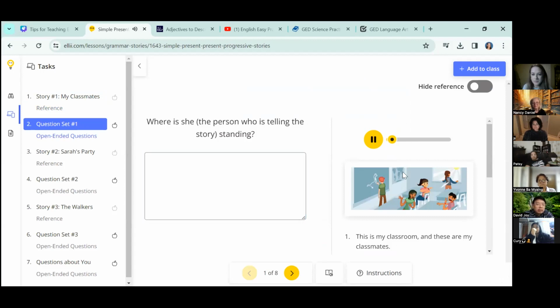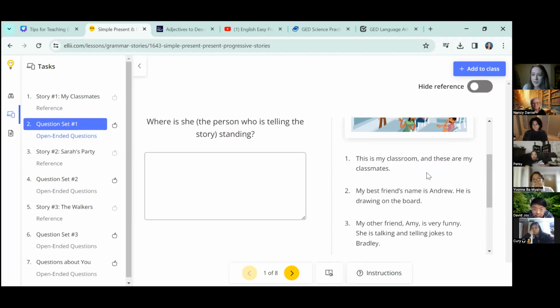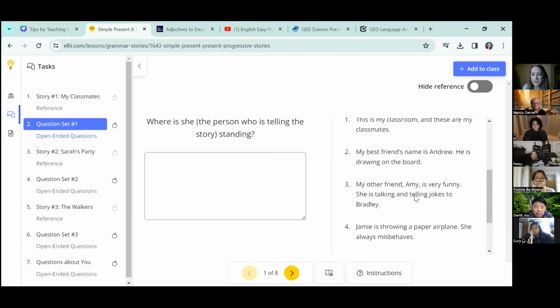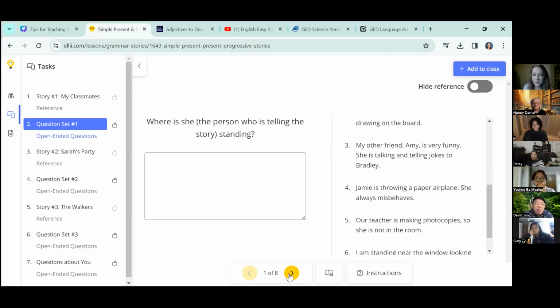My classmates. This is my classroom, and these are my classmates. So where is she, the person who is telling the story standing? Then you can have a discussion with the students. They can try to figure it out. If you have to refer back to the story, or re-listen to it again, you're able to.